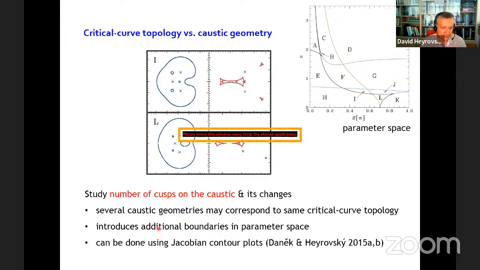It can be done, and you can even use the Jacobian contour plots and find there the number of cusps. But I won't go into this today, because I couldn't get to exomoons then, but I will refer you to these papers with Kamil Daněk from 2015, where we describe how to do this and what you get.